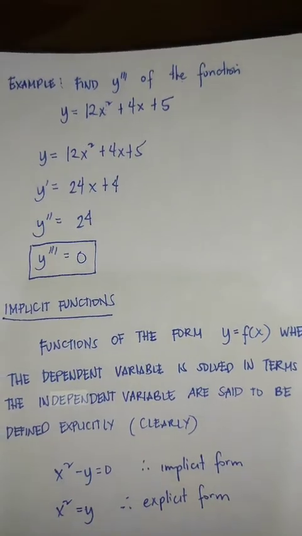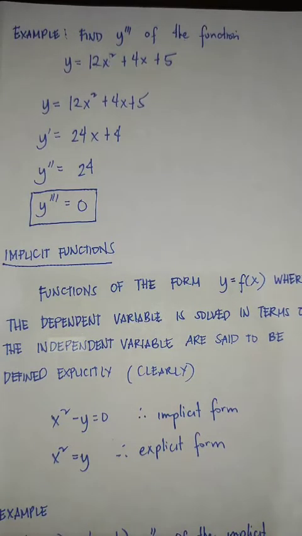So, for the example here, sabi dito, find y triple prime. So, third derivative ang ibig sabihin niyan of the function y is equal to 12x squared plus 4x plus 5. So, since y triple prime or y raised to 3 ang hinahanap niya, tatlong beses ka magdi-differentiate. So, ang given is 12x squared plus 4x plus 5. So, ang first derivative is 24x plus 4. Applying second derivative, 24x plus 4 is simply 24 na lang. Yun yung second derivative. And then, the third derivative is derivative of a constant, which is 24. Kaya, ang third derivative is 0.